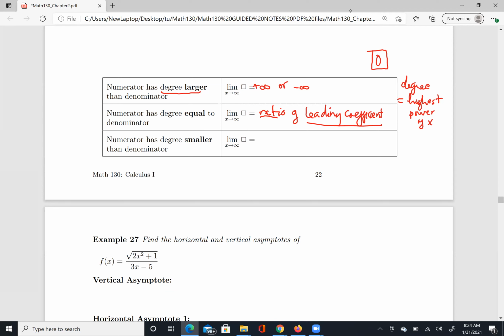Okay, so last one, if the numerator has degree smaller than the denominator, then you're going to have the limit equal to 0.